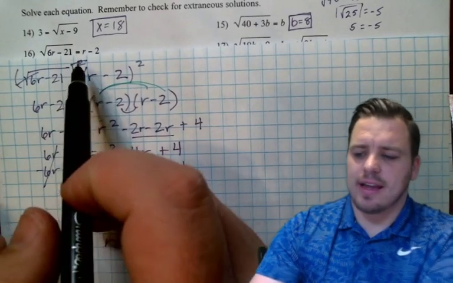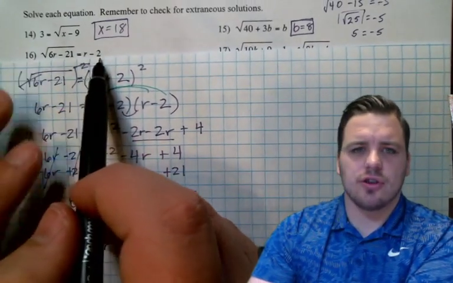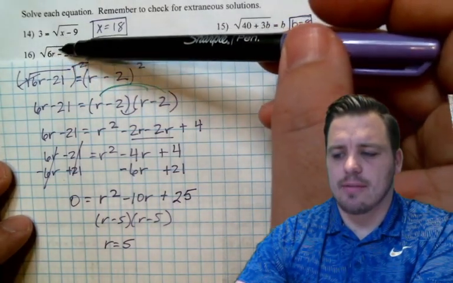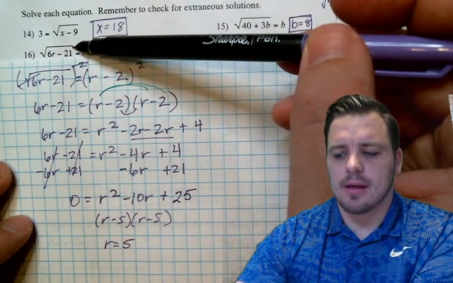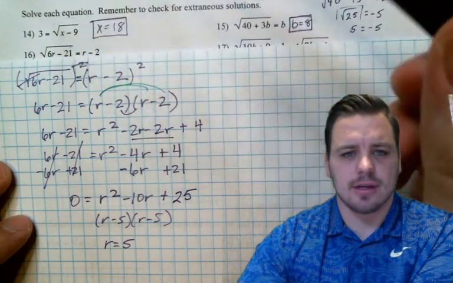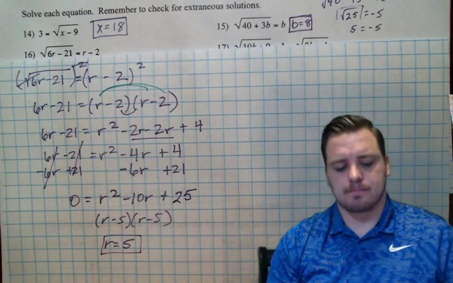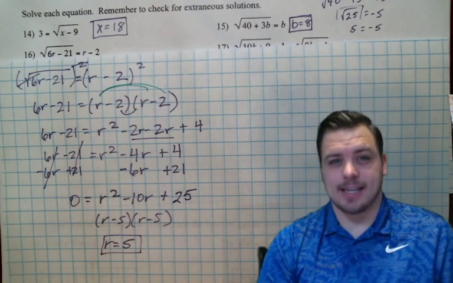I then plug that in. 5 minus 2 is 3. So 3 on this side. 30 minus 21 is 9. The square root of 9 is 3. So r equals 5 would be my answer there. Give you a second to get that.